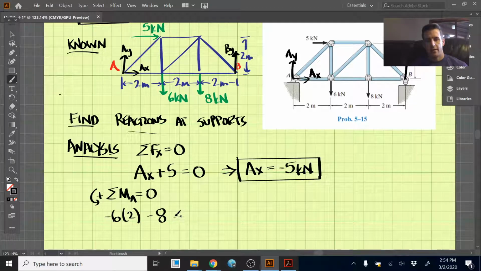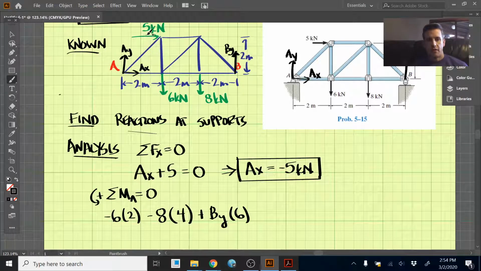So we have 8, and the distance it is acting away from A is 2 plus 2, which is 4 meters. And then we have BY, which is going to create a counterclockwise moment, which is a positive sign convention. So we have BY and the perpendicular distance that it acts away is 2 plus 2 plus 2, which is 6 meters. And lastly, we need to account for this 5 kilonewton force on the top here.